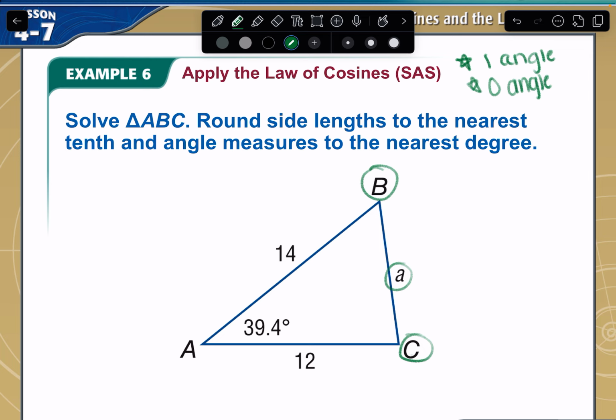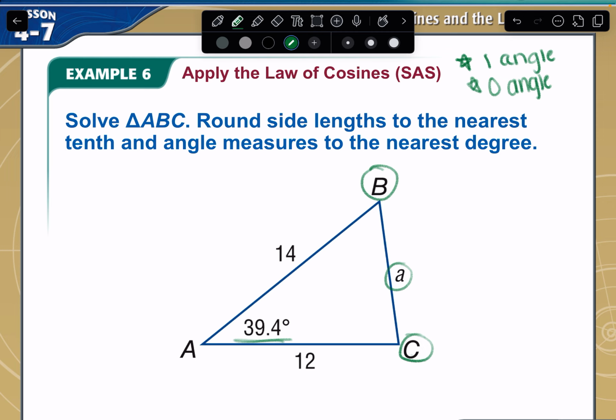So I'm going to use law of cosine, and I'm going to use it a little bit differently this time. So in the last example, you didn't have any angle measures. You were just given 3 side lengths. So I had to automatically solve for one of my missing angle measures. In this one, I'm given an angle measure to at least start with, but I'm not given one of the sides.